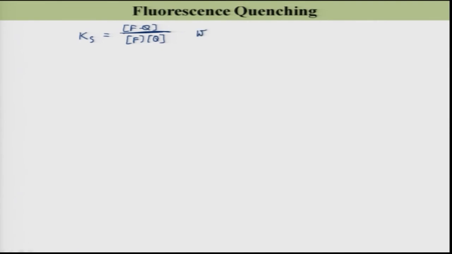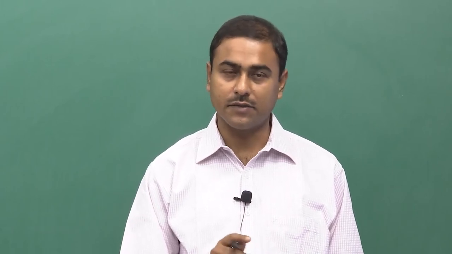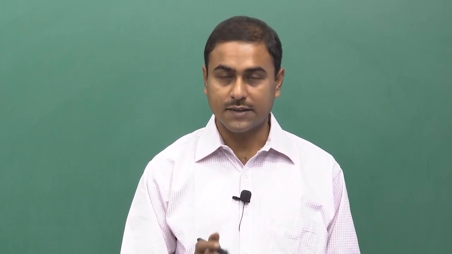So, what I was telling, that when the value of Ks is too small, probably such a situation is not suitable for complex formation. So, obviously, people then started thinking about what is the source of such a small value of Ks. So, what we have seen here is that the value of Ks is really small and this is not suitable for the complex formation. And to explain this phenomenon, that very small value of Ks, people have tried to describe the situation in a different way.